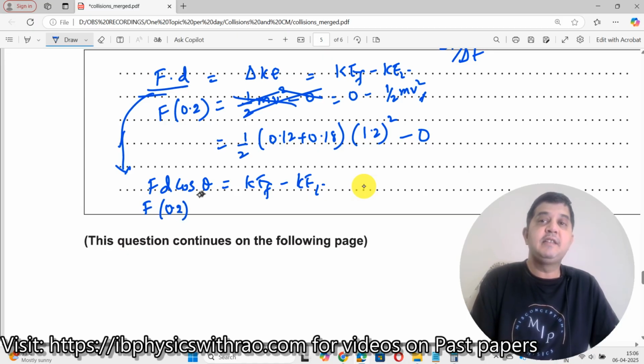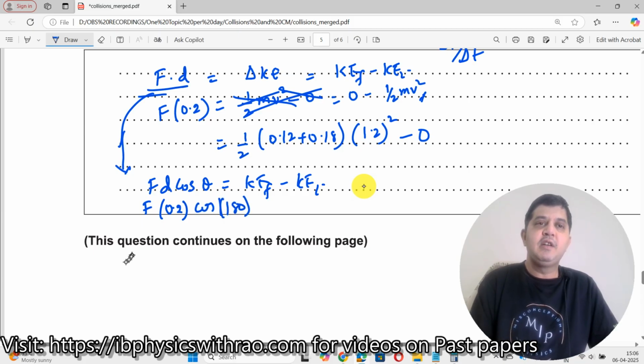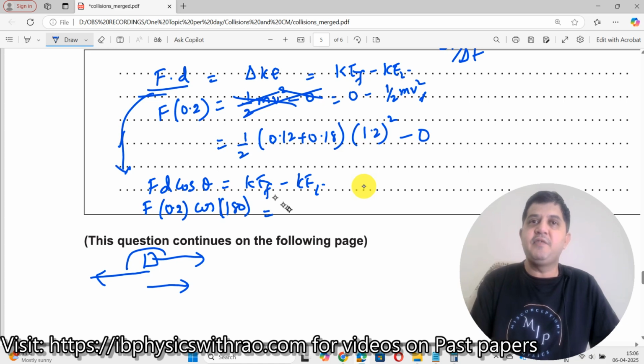What is theta here? Theta is cos 180. Why cos 180? Because you know F is acting like this. Displacement is like this. The car and the block are moving like this. Displacement is like this. But the frictional force is acting in the opposite direction. The angle between these is 180. That's why I have written like this. Which should now be equal to kinetic energy final is 0 minus kinetic energy initial is half mv square. Right? I apply the same thing.